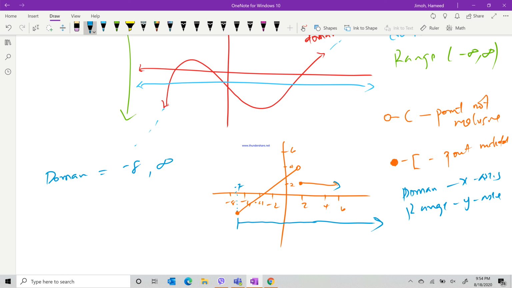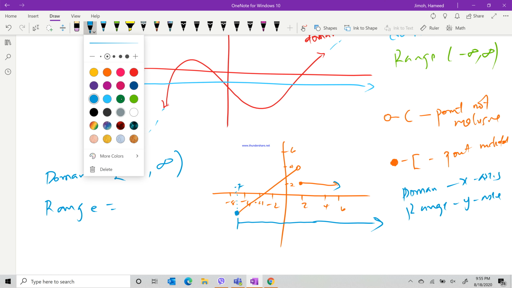Now we know that when you have infinity, we use a parenthesis. But do we have a parenthesis here or a square bracket? Let's go back to what we have here. This point is shaded, so it means this point is inclusive. So we're going to have a square bracket over this. I hope this makes sense to everyone. So the domain of this function is from -8 to infinity. Now the range. The range is always the y values.